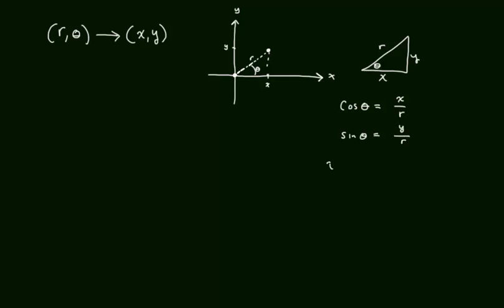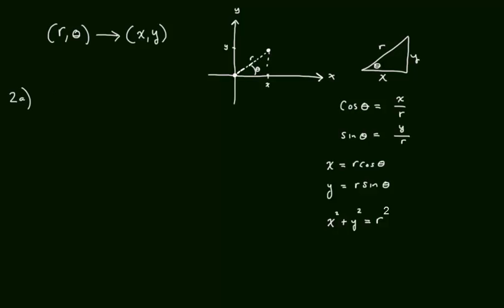So that tells me that x is going to equal r times the cosine of theta, and y is going to equal r times the sine of theta. Another important property of this is, using the Pythagorean Theorem, that x squared plus y squared is equal to r squared. So let's take a look at the examples.